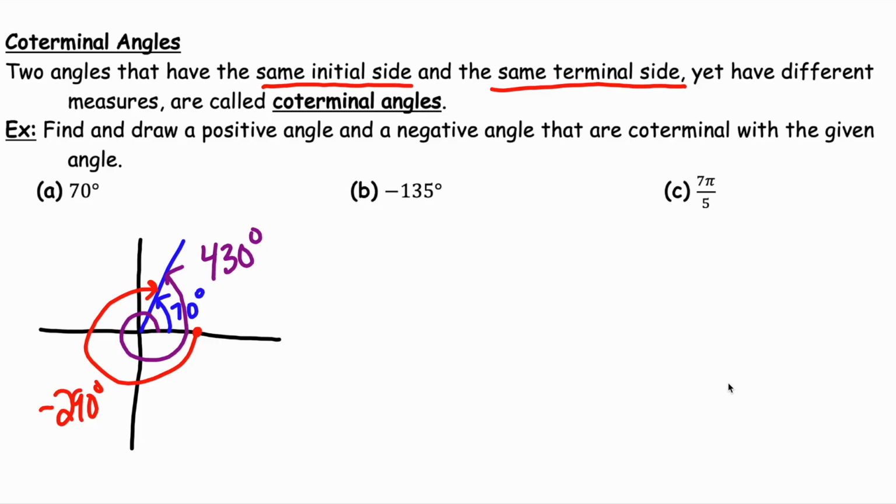All right, so you can go ahead and pause the video and try these next two, or the next one. The last one's a little bit different because we're doing an angle measure in radians. But go ahead and try negative 135.